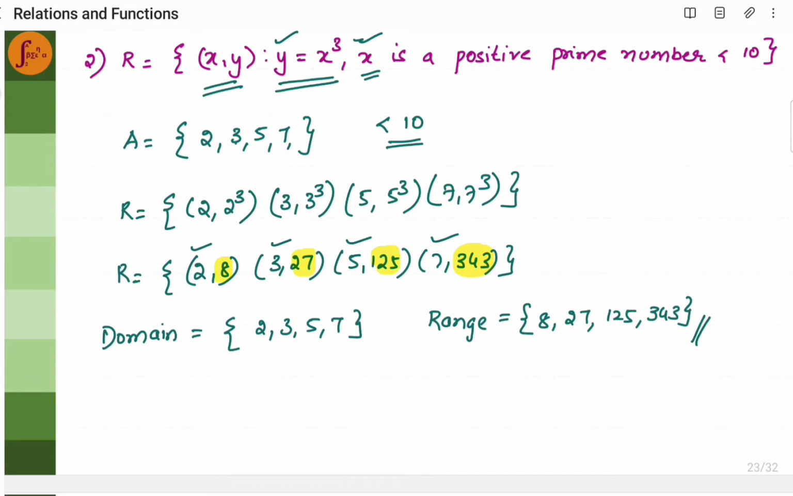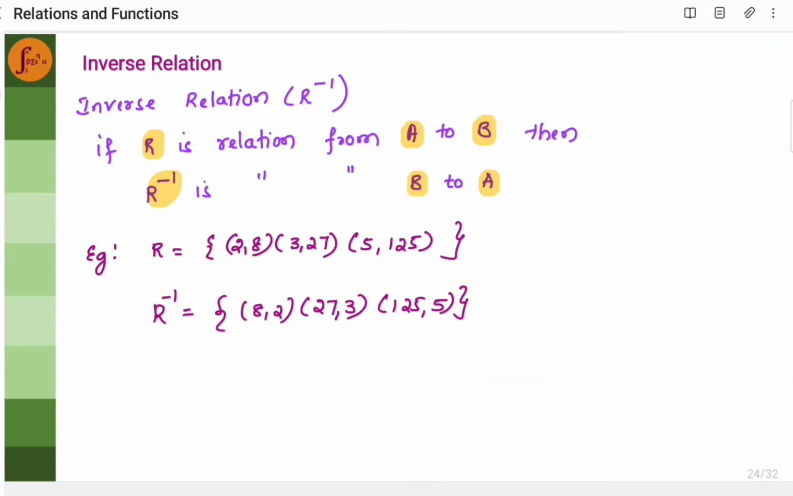What is an inverse relation? If you have a relation R between set A and set B, then the inverse relation, denoted like this, is nothing but a relation from B to A. Just reverse this. From B to A, it is the inverse. So if R has these ordered pairs, then what is the inverse relation? Inverse R will just reverse all these elements.